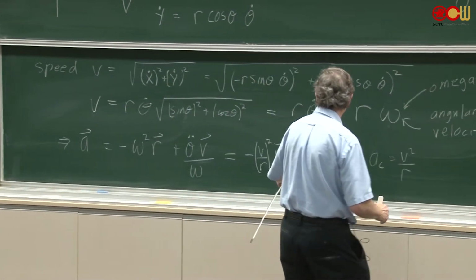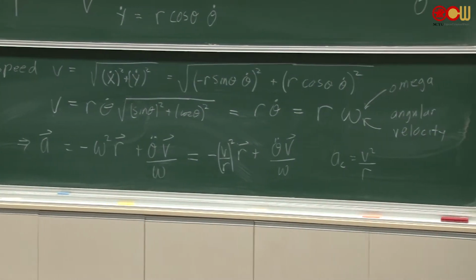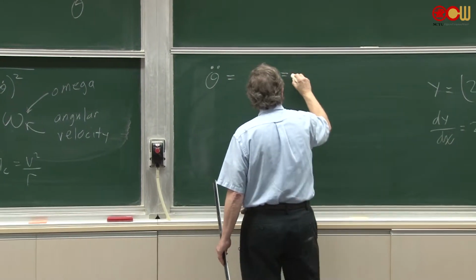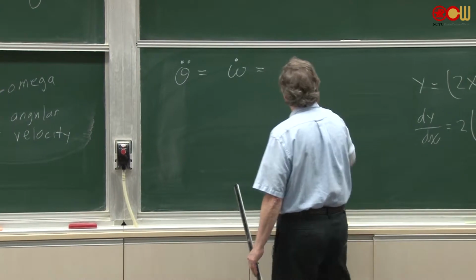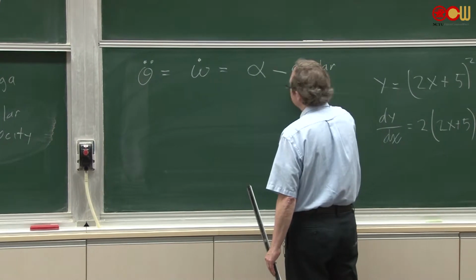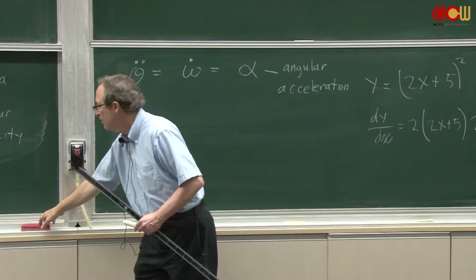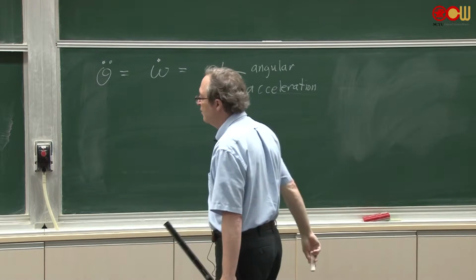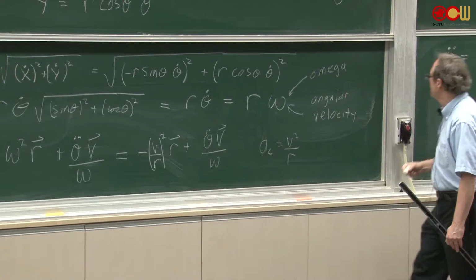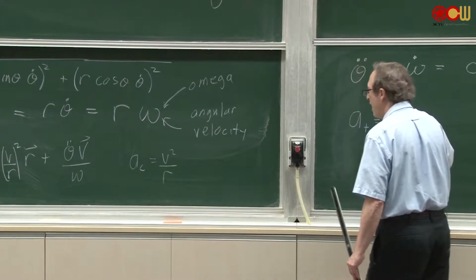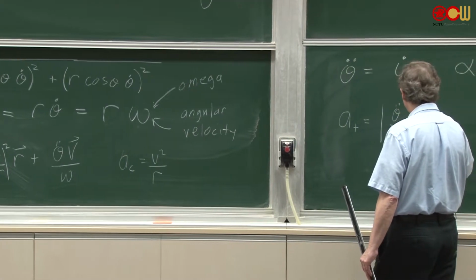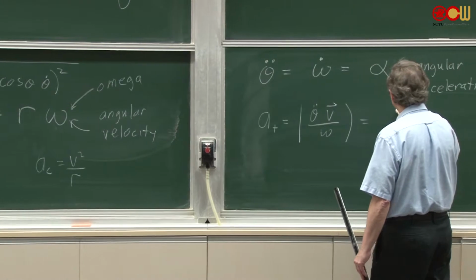Now we have to do something with theta double dot. So theta double dot is equal to omega dot, and we call that alpha. This is the angular acceleration, right? So we have the angular acceleration. So then I can put that in for the magnitude of the tangential acceleration. a_t is the magnitude of theta double dot v over omega. All right. So that's equal to alpha.